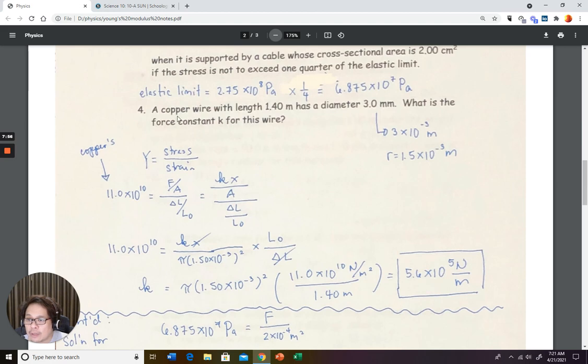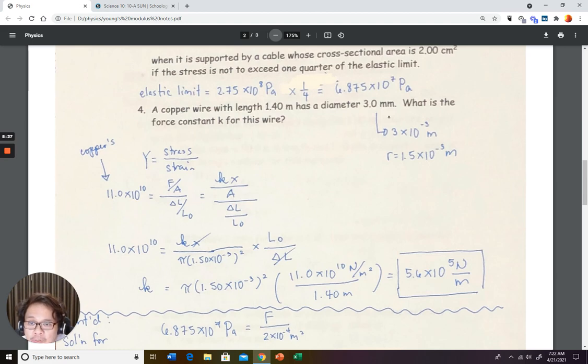In problem number 4, a copper wire with length 1.40 meters has a diameter of 3.0 millimeters. Of course, we need to convert this to meters, so 3 times 10 raised to negative 3. But what we need later on is the radius, so we divide 3 by 2, you get 1.5. What is the force constant K for this wire? Remember last meeting, we defined the force constant K. This was introduced by Robert Hooke with his formula F equals Kx. That F is the same F that you will find here. So instead of F, we wrote Kx.